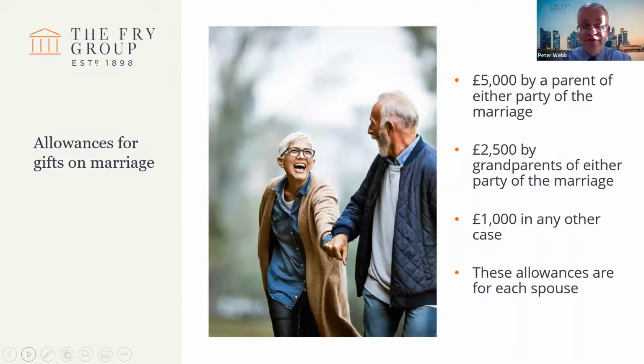So allowances for gifts on marriage. Generally, the gifts need to be made, or at least promised, before that marriage or civil partnership takes place. But don't miss the opportunity. These gifts are immediately exempt from inheritance tax without the need to survive for 7 years. And you'll see that perhaps parents, each of them can gift £5,000 to their child and £1,000 each to their daughter-in-law or son-in-law. So there's a significant amount that can be gifted that's going to be immediately exempt from inheritance tax on marriage.